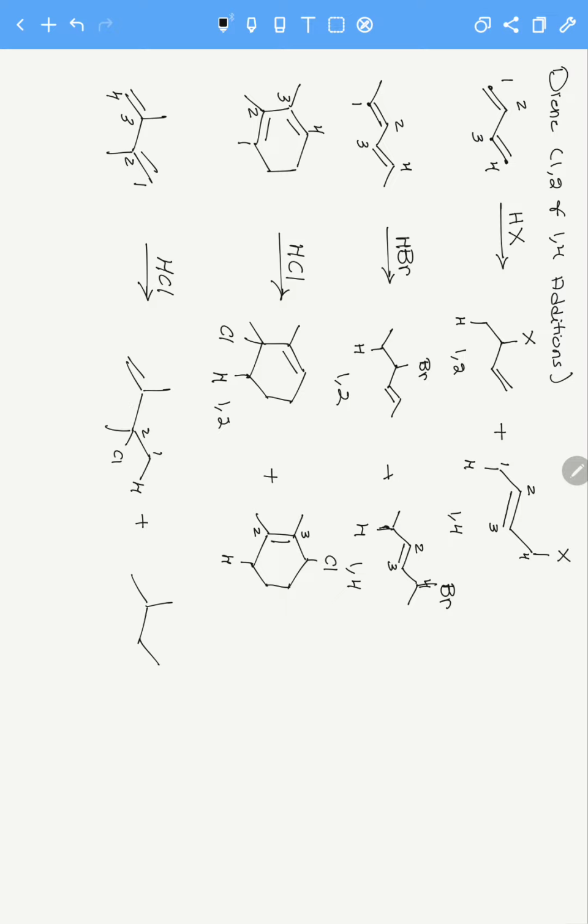And then I can draw the 1,4 product by moving the double bond to be between positions 2 and 3. And then my hydrogen will be here and Cl will be here. So this is how we draw the 1,2 and 1,4 addition products.